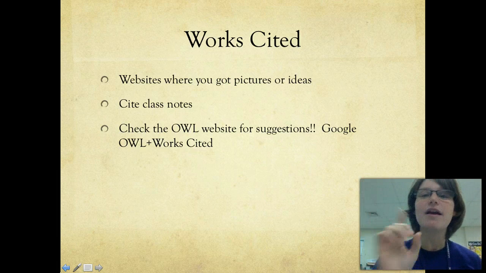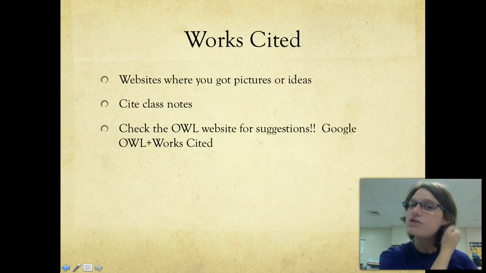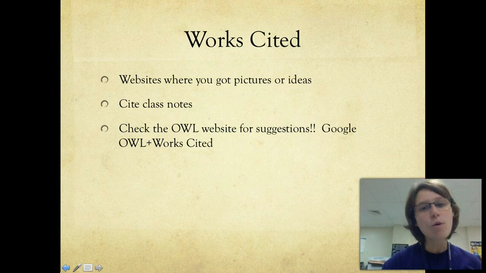Wait, one more thing. Okay, I will see you on Monday. If you're done with this, read Act 4 and start your T-chart. Okay, so you can do your T-chart on either Marxist criticism or feminist criticism.